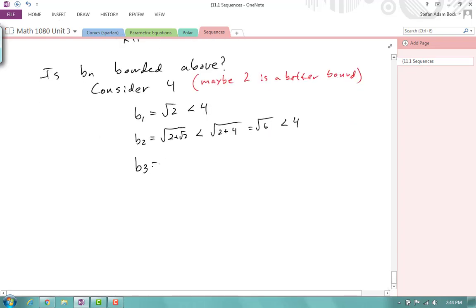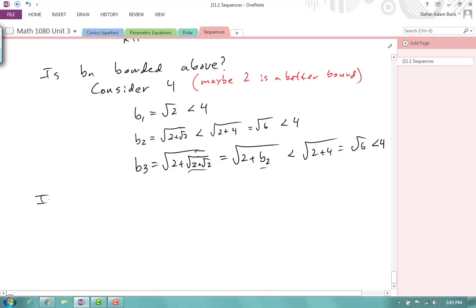b sub 3 is equal to the square root of 2 plus the square root of 2 plus the square root of 2. But that's technically equal to the square root of 2 plus b sub 2, and I know that b sub 2 is less than 4, so this is less than the square root of 2 plus 4, which is equal to the square root of 6, which is again less than 4. So I think I see the pattern I'm going to need for the induction step. I should label my base cases.